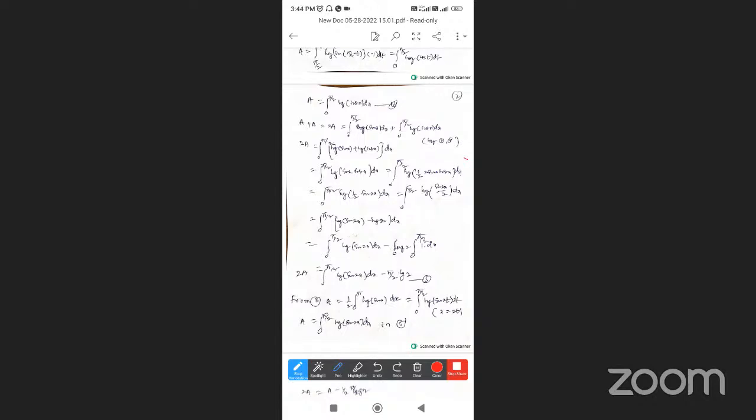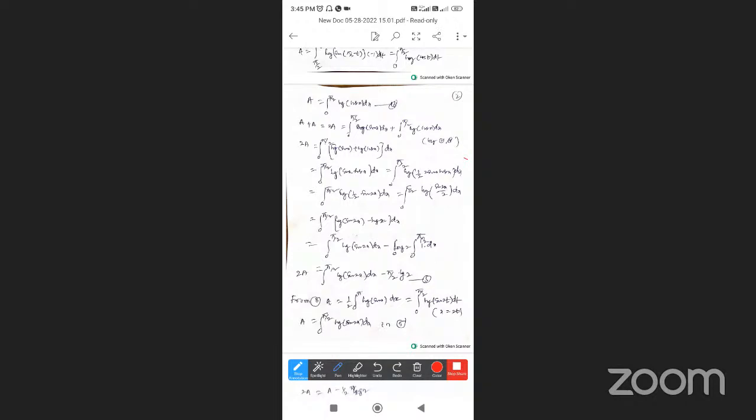In the fourth equation, adding A plus A gives 2A. The first A is the first equation, the second A is the fourth equation. So 2A is equal to integral 0 to pi by 2 of log of sin x dx plus integral 0 to pi by 2 of log of cos x dx. The limits are the same, 0 to pi by 2, so taking it common, log of sin x plus log of cos x into dx. Log a plus log b is log ab, so log of sin x into cos x dx.